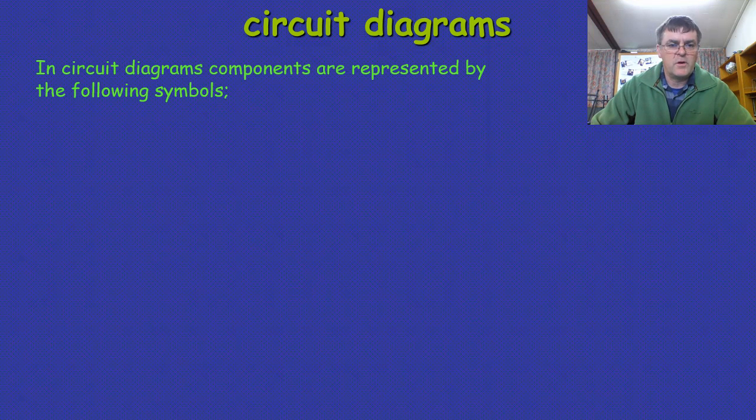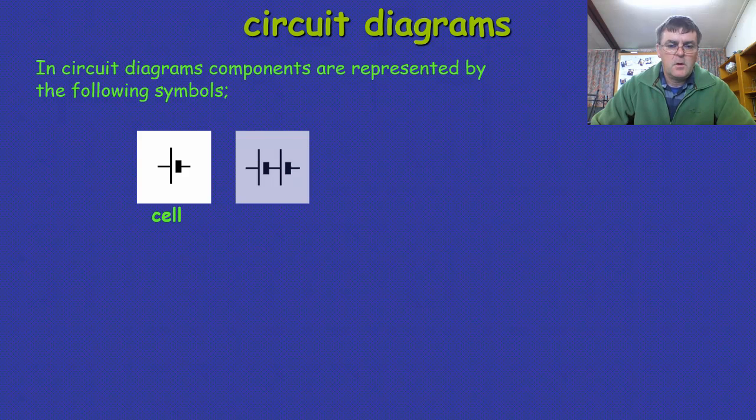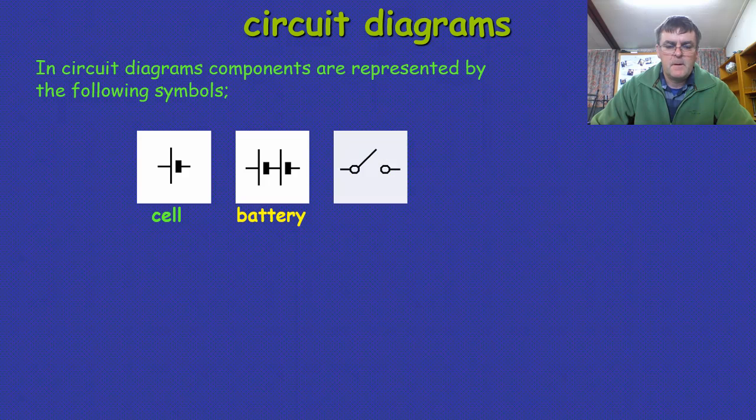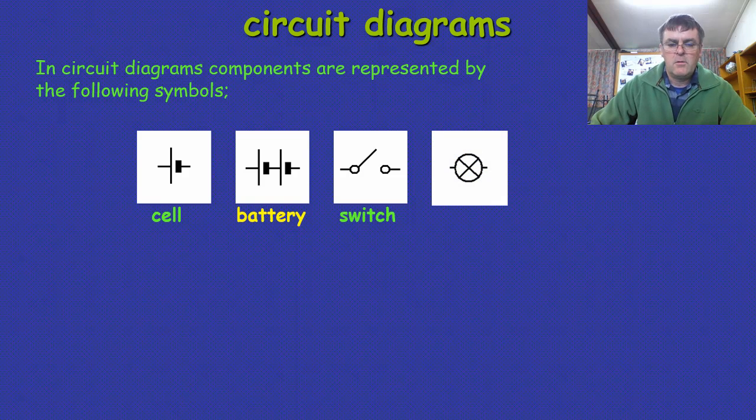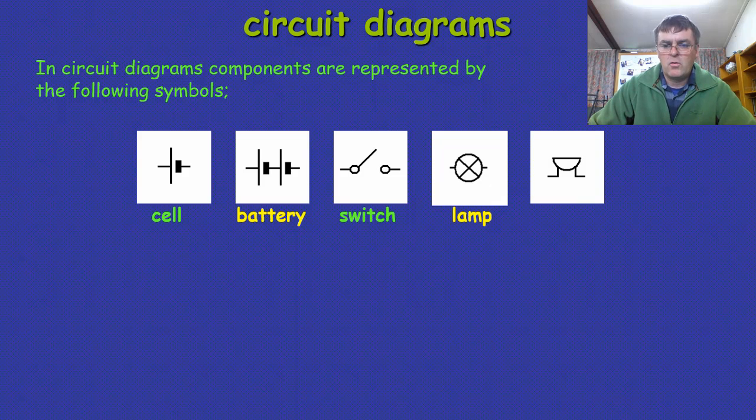So what other symbols have we got? So we've met the cell. If we join several cells together, we've got a battery. There's your switch. That's an open switch, but remember, if the line goes across here, we have a closed switch. You can draw either of them. There's our lamp. There's a bell or a buzzer. Don't use that one too often, but it's there just in case.